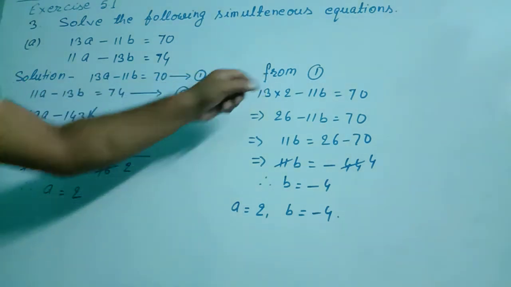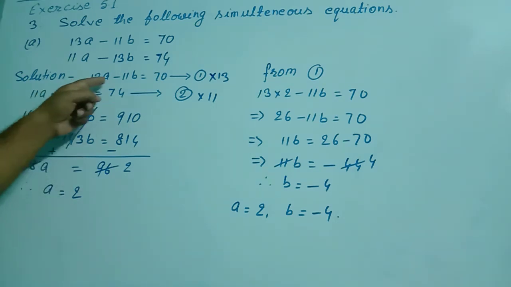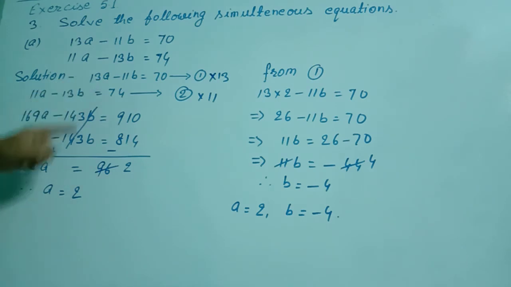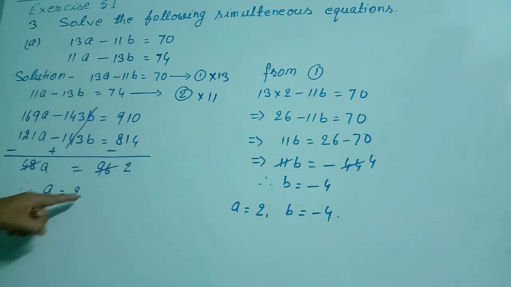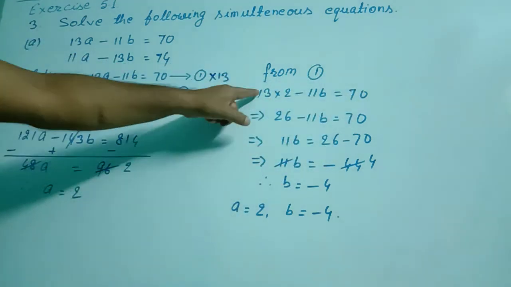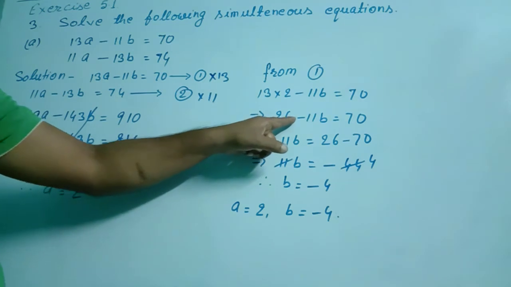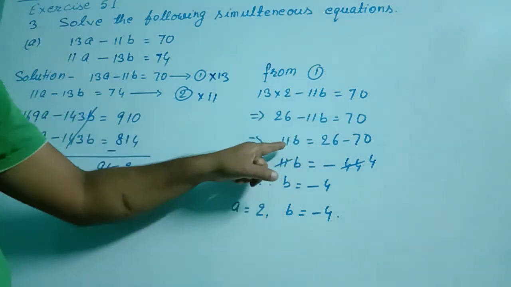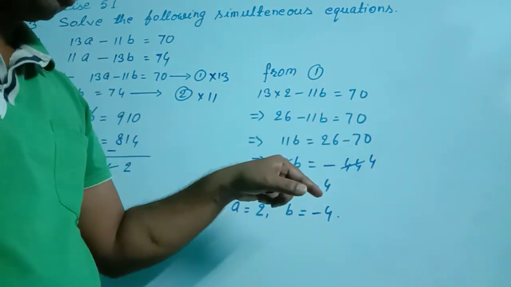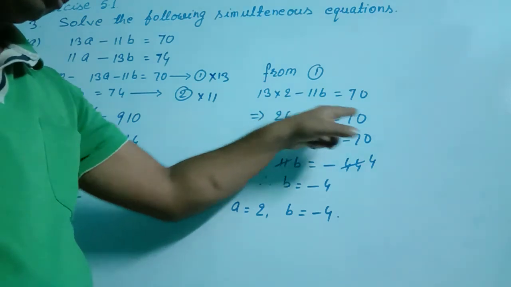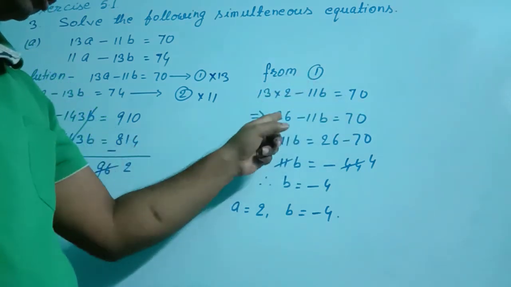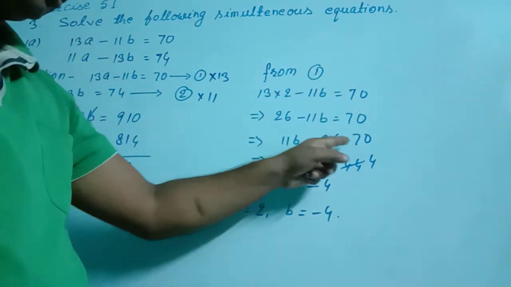Now from equation number 1, that is 13a minus 11b equal to 70. Here at the place of a I kept this value 2. So the equation became 13 into 2 minus 11b equal to 70. 13 into 2 equal to 26 minus 11b equal to 70. So this minus 11b went that side. By the rule of transposition, after going that side it will be plus 11b and 70 will come this side. So after coming this side it will be minus 70.